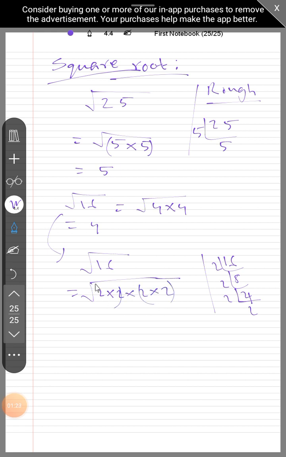So from each pair, we take one of the 2's and write it outside the square root, and nothing remains under the square root. That's why the square root sign is not here anymore. So the answer is 4. This was the easy part.